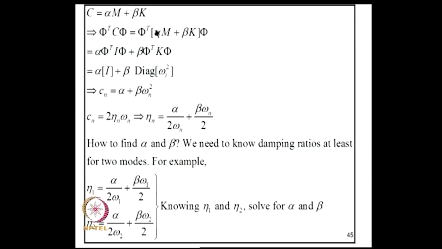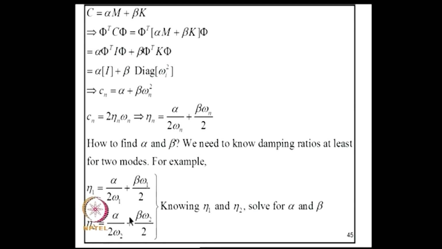If this is the case, then the damping in the nth degree of freedom will be alpha plus beta omega n square. If I use the notation 2 eta n omega n, from this we can get eta n as alpha by 2 omega n square plus beta omega n by 2. This damping matrix model has two parameters, alpha and beta. How do you get alpha and beta? You should measure damping in at least two modes. Suppose you measure damping in the first two modes, eta 1 and eta 2. You write this equation for n equal to 1 and n equal to 2, get two equations, and solve for alpha and beta.